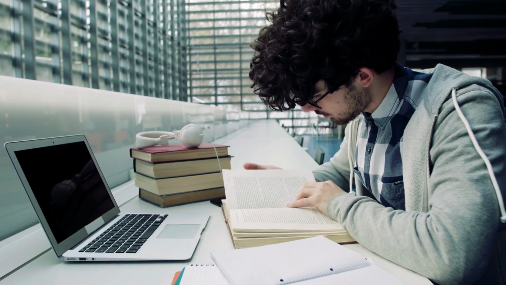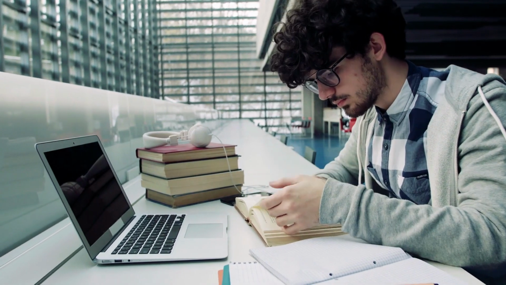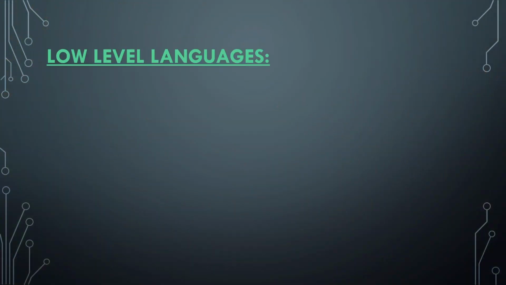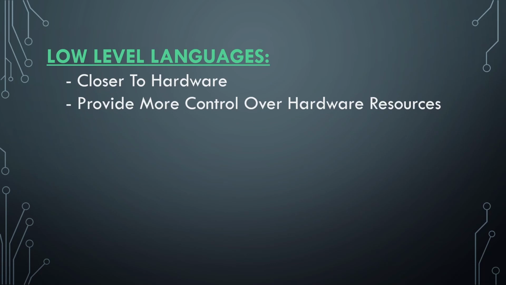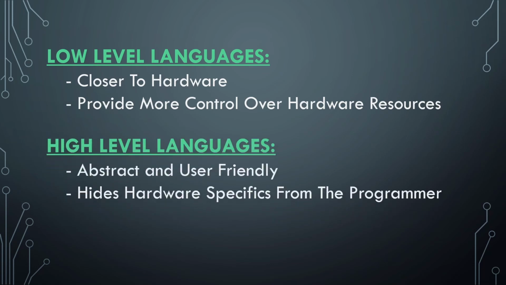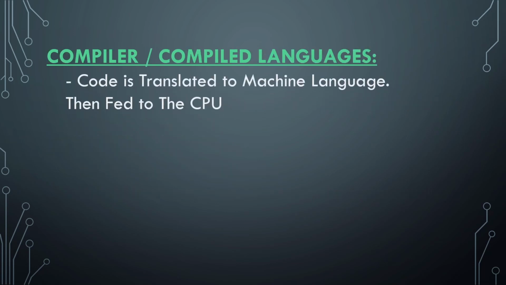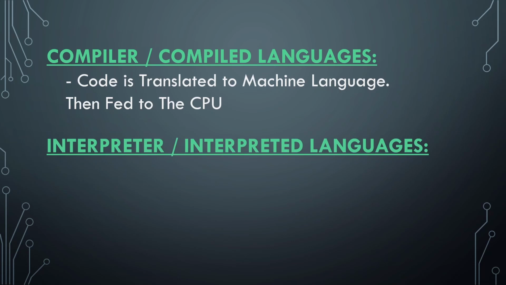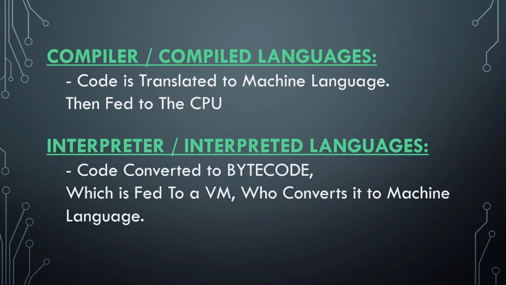Now, I want to offer you a few terminologies that you need to know, and you'll see them quite a lot. Starting with low-level languages. These languages tend to be closer to hardware, offering more control to hardware components like memory manipulation. However, high-level languages tend to be more friendly, because they allow the programmer not to get involved in the hardware specifics. Another thing is compiled languages, which means the code is translated to machine language, which can be directly read by the CPU. However, we have also interpreted languages, which convert code to bytecode, which is a set of binary instructions, which is then fed to the virtual machine, which translates it to machine language.